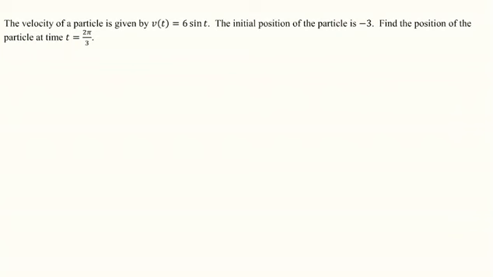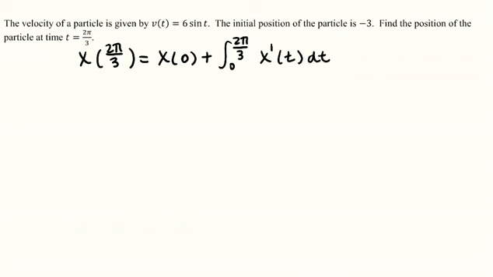And then, so, x of 2 pi over 3 is equal to x of 0 plus the integral from 0 to 2 pi over 3 of x prime of t dt. Well, what's x prime of t? What's the derivative of the position function? Yeah, it's the velocity function. So I'm going to change that out for v of t. And then this is equal to -3 plus the integral from 0 to 2 pi over 3 of v, which is given by 6 sine t.